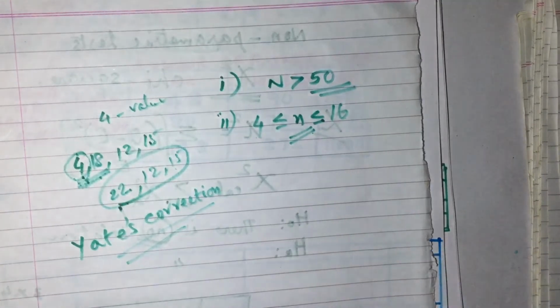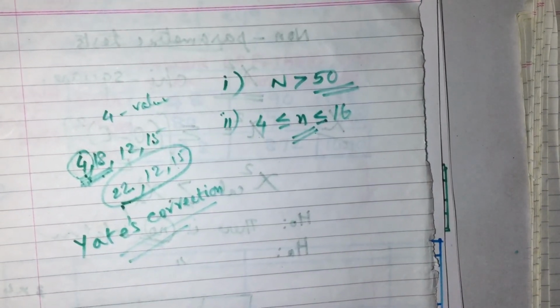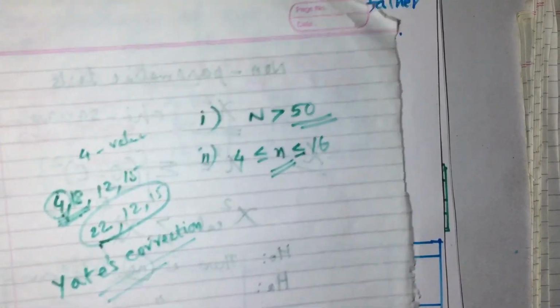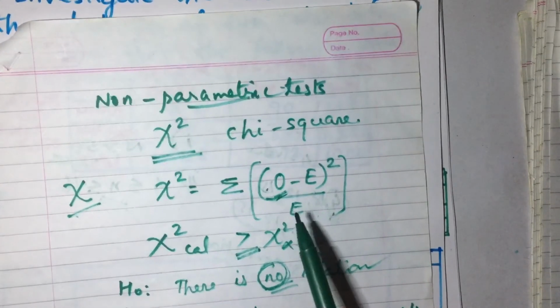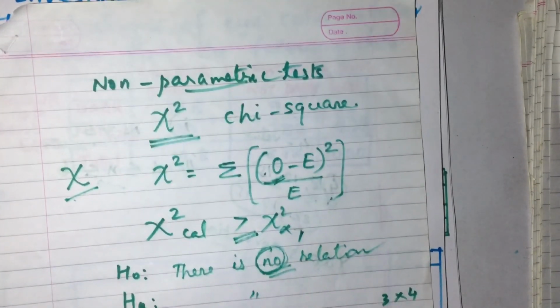So these are the basic things about the chi-square distribution. Mainly what you want to remember is the formula to find chi-square: summation of O minus E the whole square divided by E. That is the chi-square test.